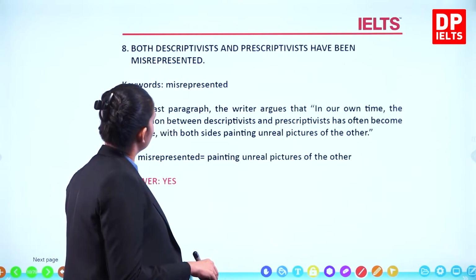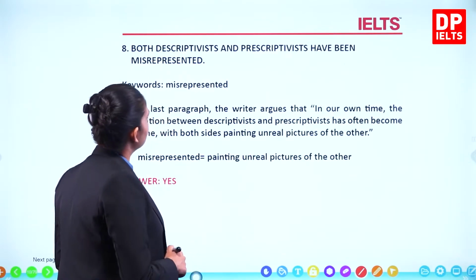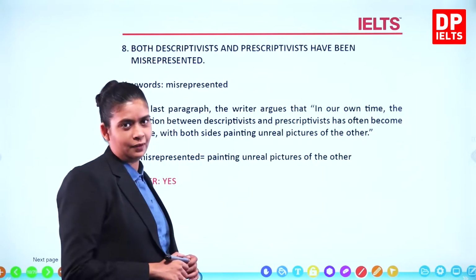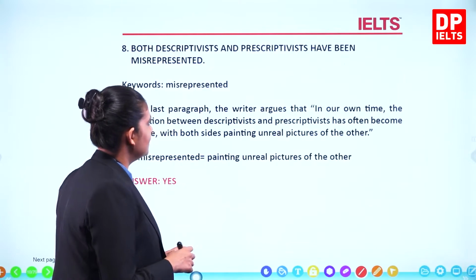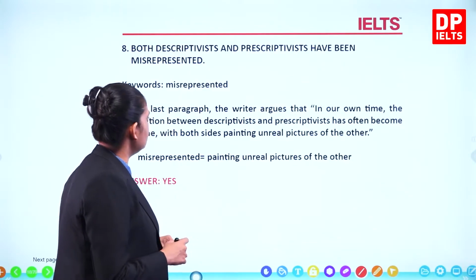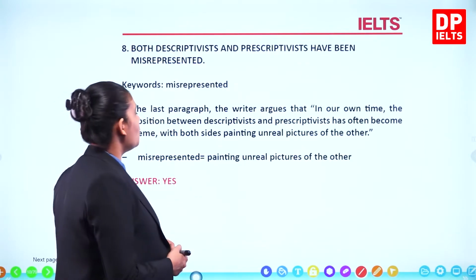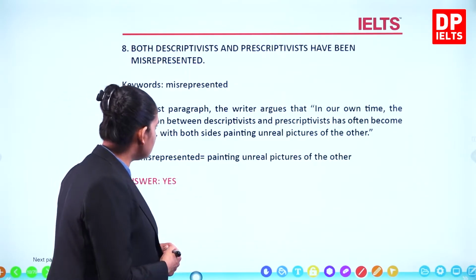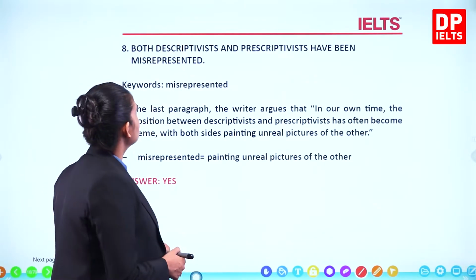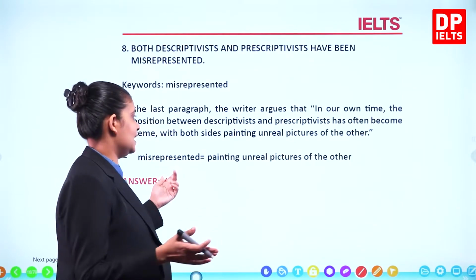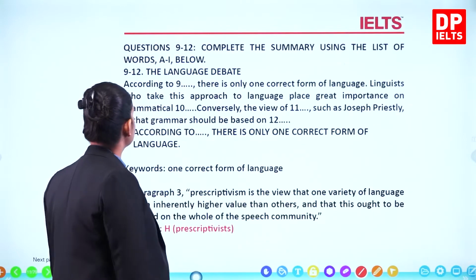Both descriptivists and prescriptivists have been misinterpreted. What do you think? So go to the last para. It says, in our own time, the opposition between descriptivists and prescriptivists has often become extreme, with both sides painting unreal pictures of the other. So both are misinterpreted. Yes, both sides are unreal. So the answer is true, and yes is the answer.